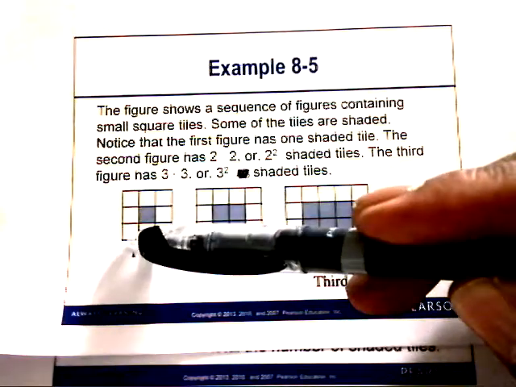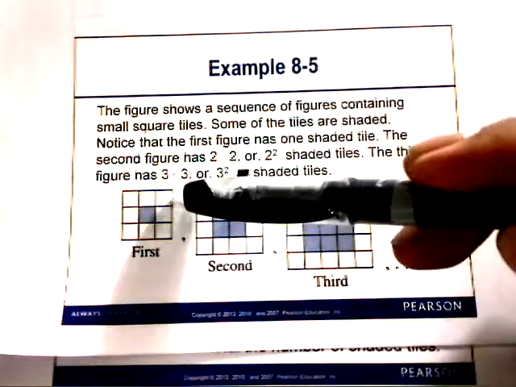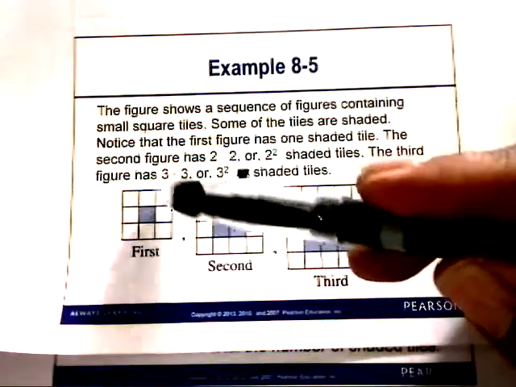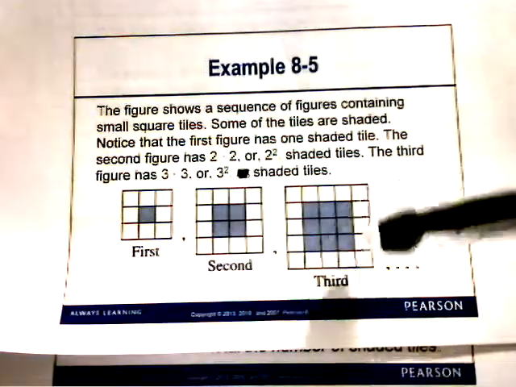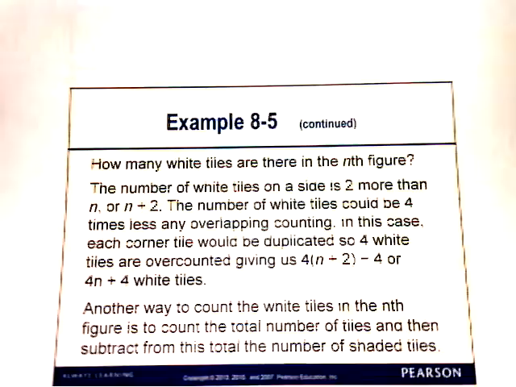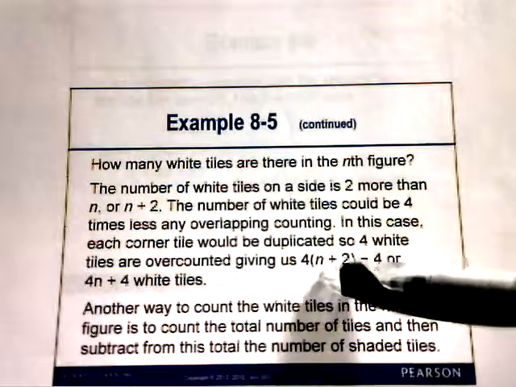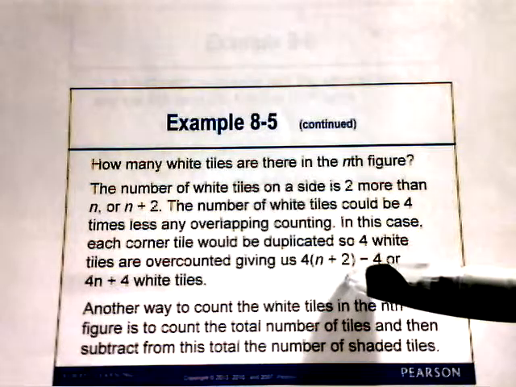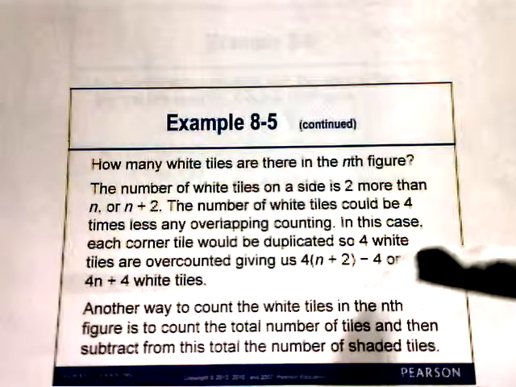this will be 2 times n, but keep in mind that these corner tiles will be duplicated on those 4 corners here, and the same with these 4 corners here, and the same with these 4 corners. They will be duplicated. Okay, so here in this case, each corner will be duplicated, so 4 white tiles are overcounting, giving us 4 times, in parentheses, n plus 2, I'm sorry, minus 4, or 4n plus 4 white tiles.